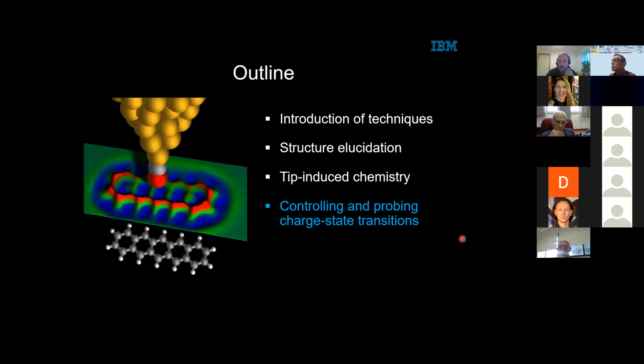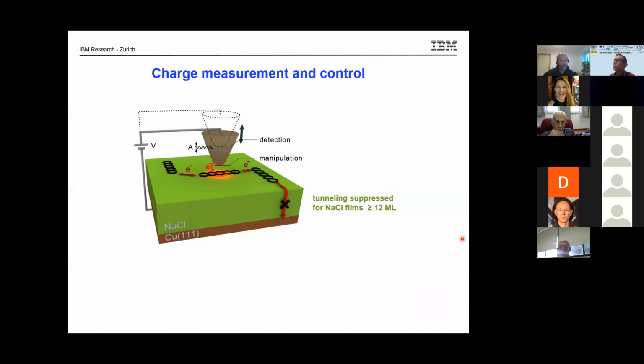So now we will also play with charges. And to do that, we go a little bit on a different substrate. So now we work on a thicker insulating film, and the film is so thick that you cannot tunnel through it. So now you can only exchange charges between the tip and the molecule. Before, it was possible to tunnel between tip and molecule, and to tunnel again through a double layer of salt to the substrate. But now the film is more than 12 monolayers, so there will be no exchange of charges with the substrate below.